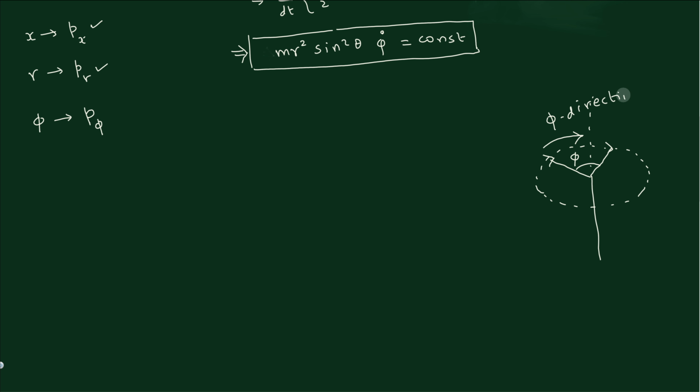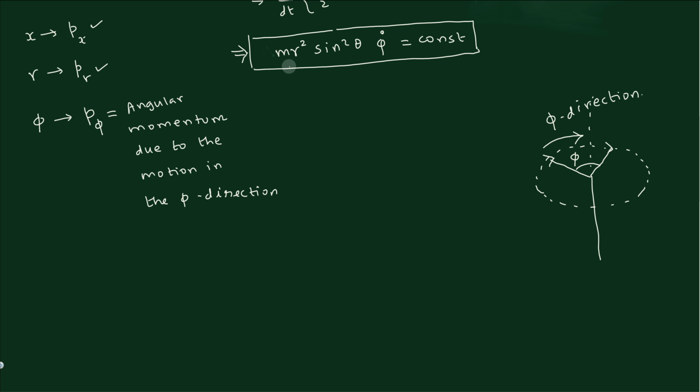So now you tell me whether the phi direction is a straight line like the x-axis or it has a curvature. It has a curvature, right? In the spherical polar coordinate system, the phi direction is along a circular path, and therefore it has a curvature, and therefore the momentum should be an angular momentum. Phi is an angle, which means the momentum should be angular momentum. So our understanding is that phi represents the angular momentum.